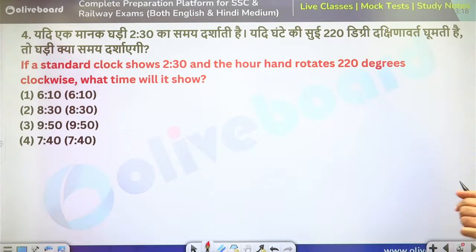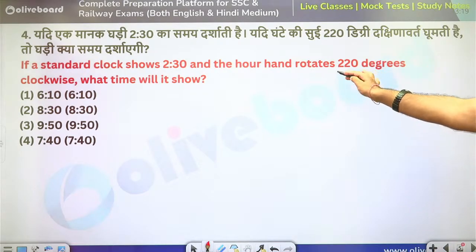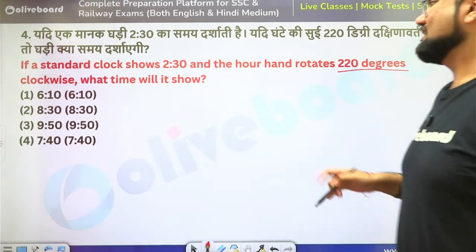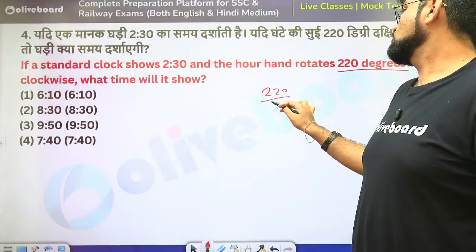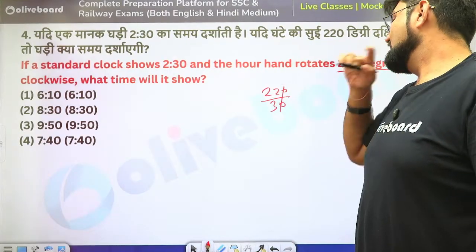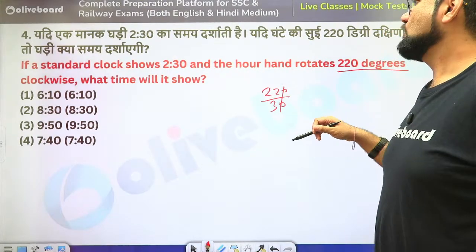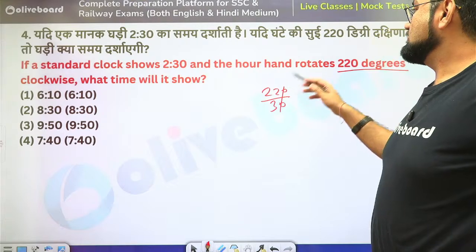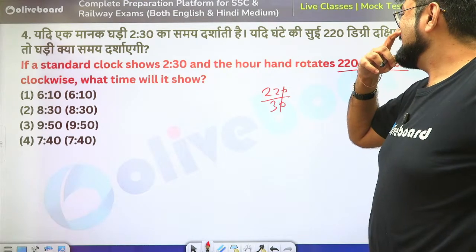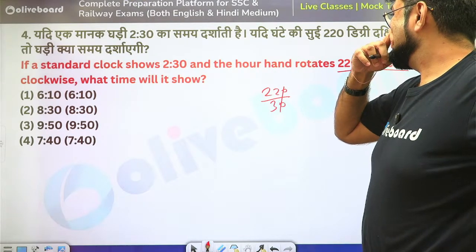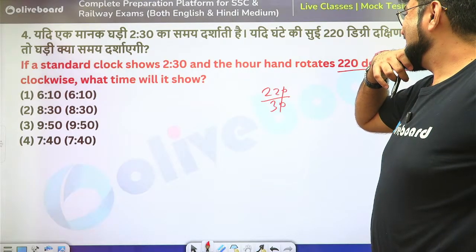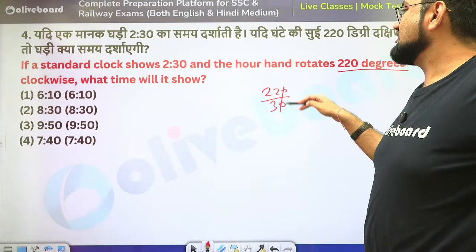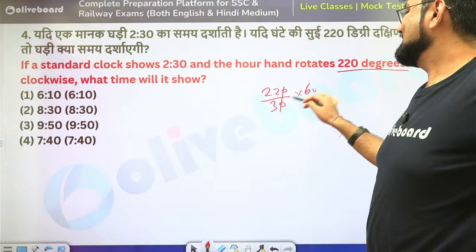If a standard clock shows 2:30 and the hour hand rotates 220 degrees clockwise, what time will it show now? Hour hand is going 220 degrees. Hour hand goes 30 degrees in 1 hour. So 220 by 30. So 22 by 3. Degrees of movement in 1 hour, right? So these many hours have passed.